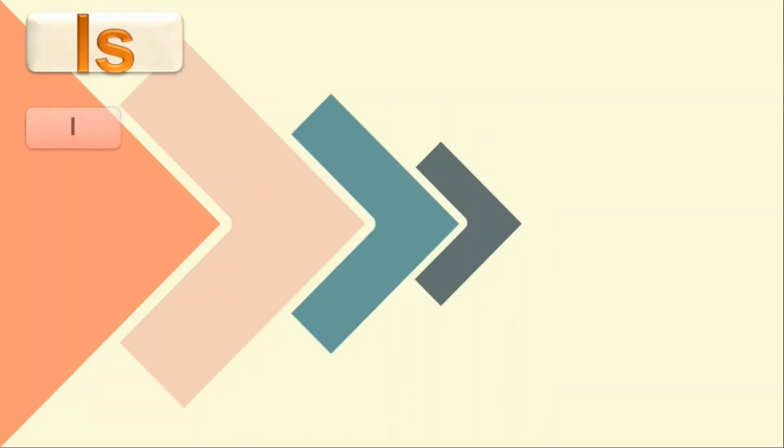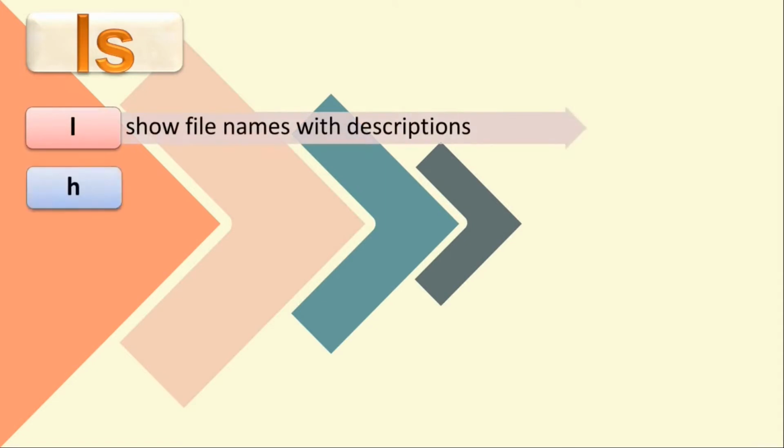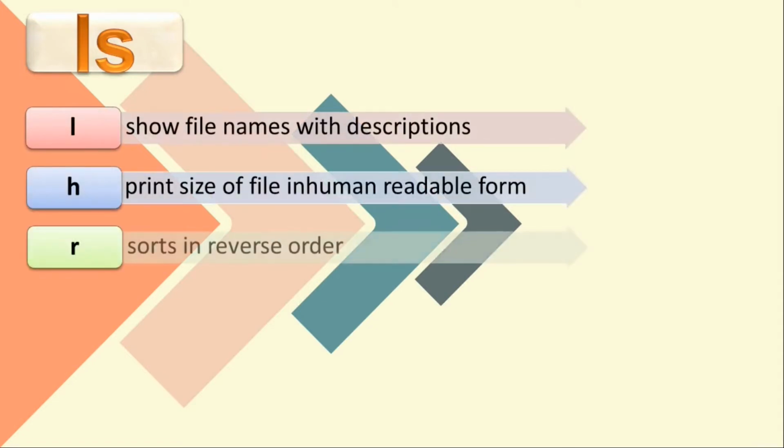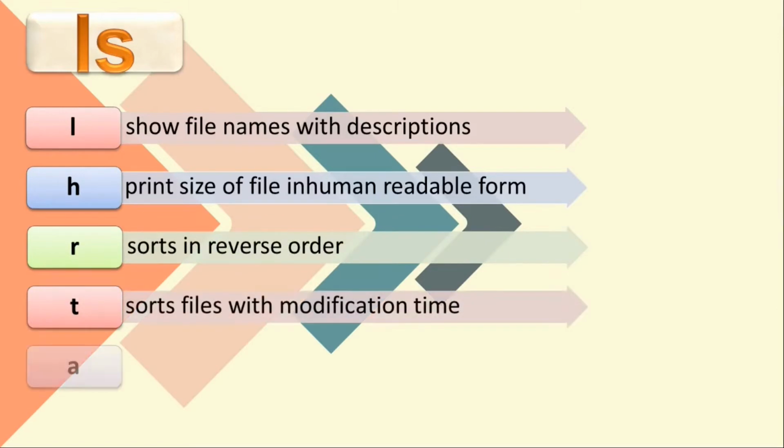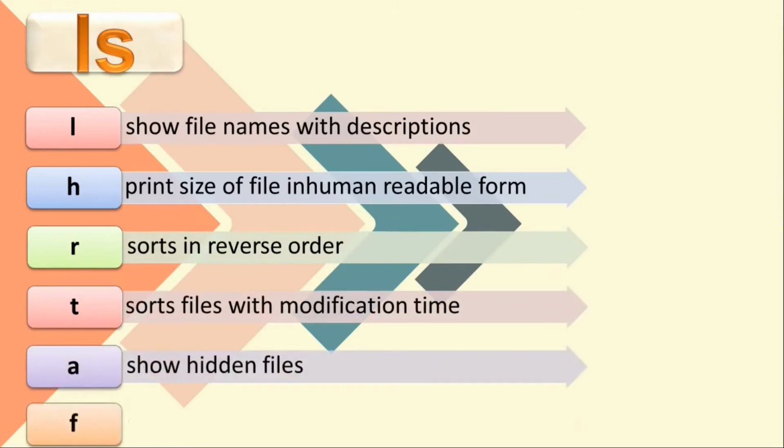We can use the ls command with different parameters to get the output accordingly. Multiple ls parameters are mentioned on the screen here. We will use all these parameters with ls, execute them practically, and get to know their use cases. So first of all, let's discuss the l parameter. We will see what it does and how we are going to use it.